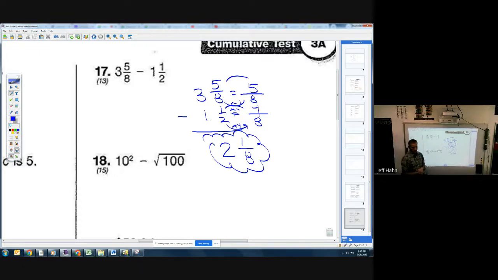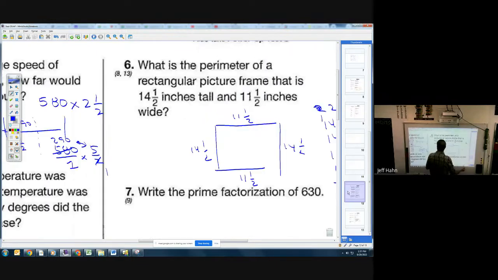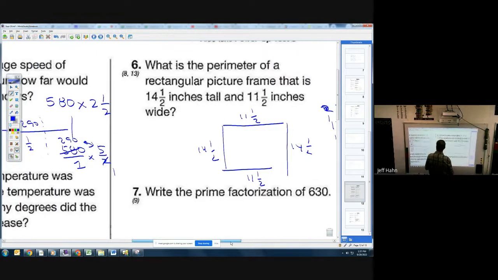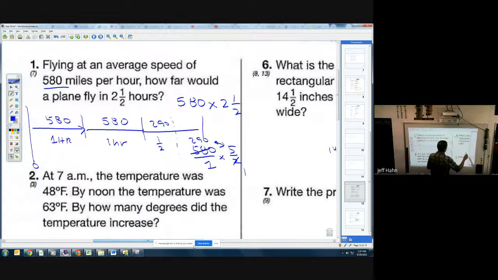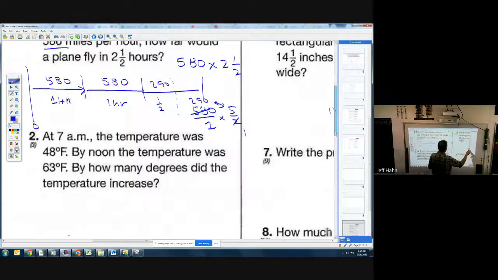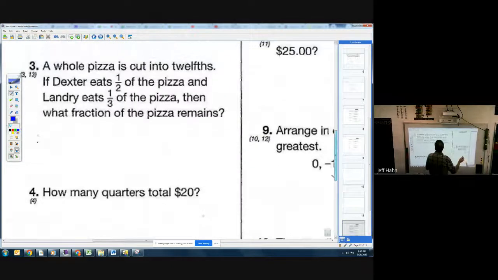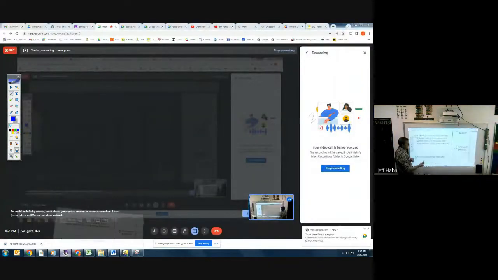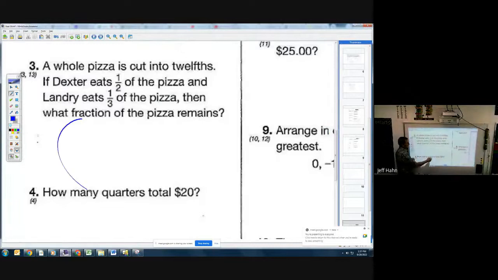I don't really understand number 3. Let's see if we can't understand number 3. First of all, a whole pizza is cut into 12s. Did you cut this pizza into 12s? So here, I'm going to cut my pizza into 12. So there's half.